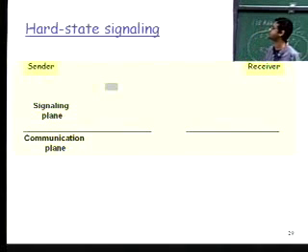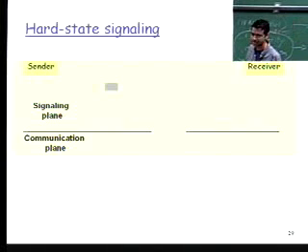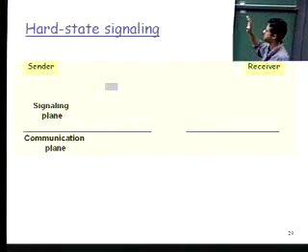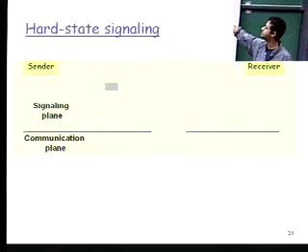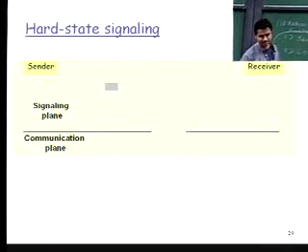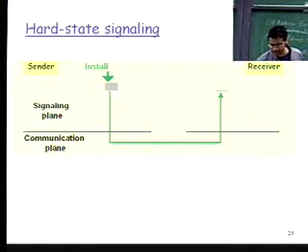Hard state signaling is different. So in hard state signaling, again, you're trying to accomplish the same task. You have a state at the sender which you're trying to install at the receiver. There is a signaling plane and a communication plane.